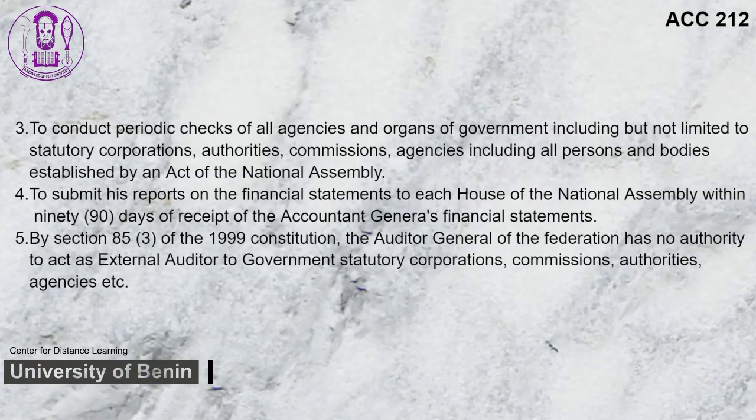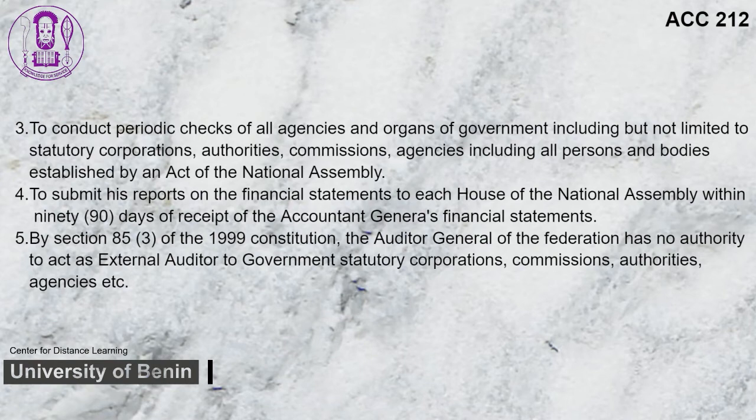3. To conduct periodic checks of all agencies and organs of government, including but not limited to statutory corporations, authorities, commissions, agencies, including all persons and bodies established by an act of the National Assembly. 4. To submit his reports on the financial statements to each House of the National Assembly within 90 days of receipt of the accountant general's financial statements. 5. By Section 85(3) of the 1999 Constitution, the Auditor General of the Federation has no authority to act as external auditor to government statutory corporations, commissions, authorities, agencies, etc.